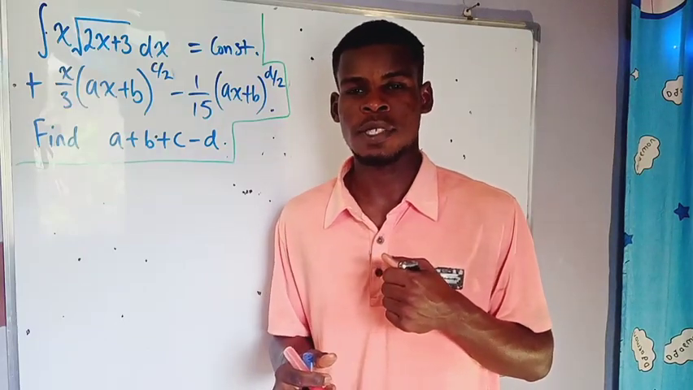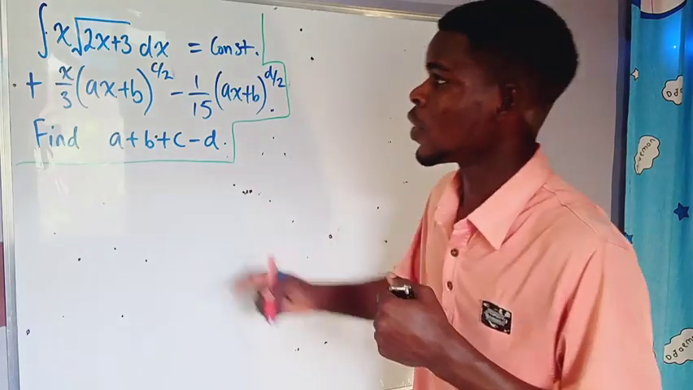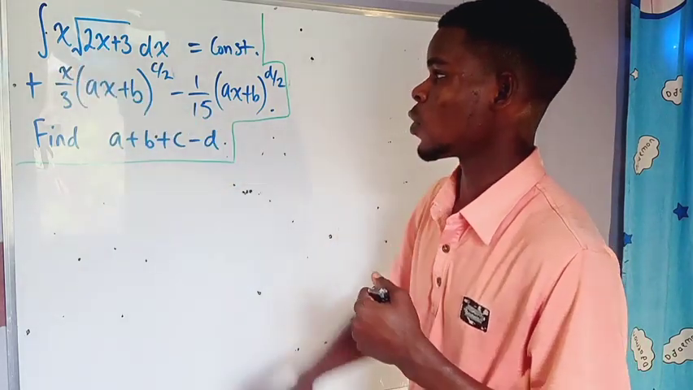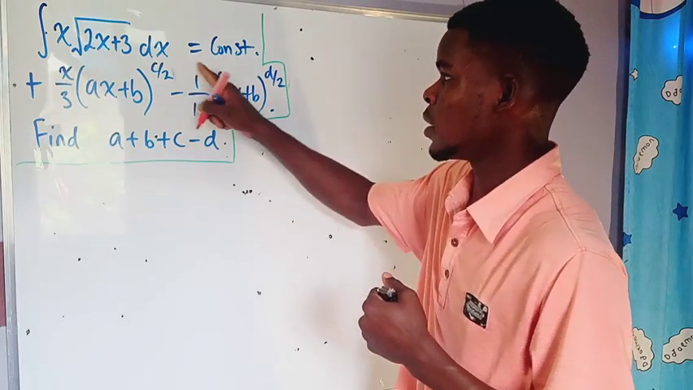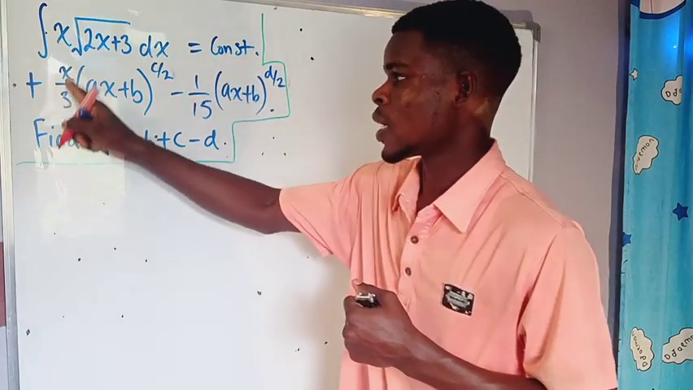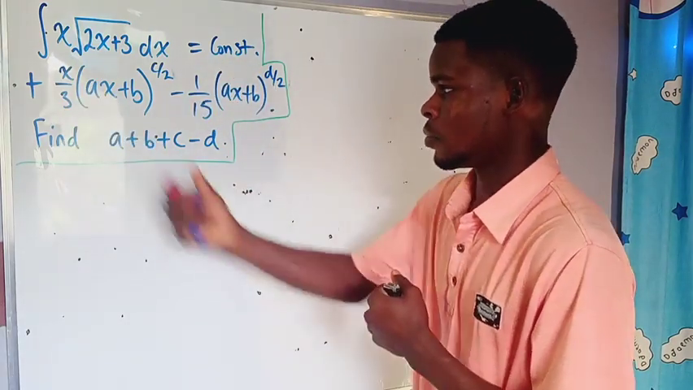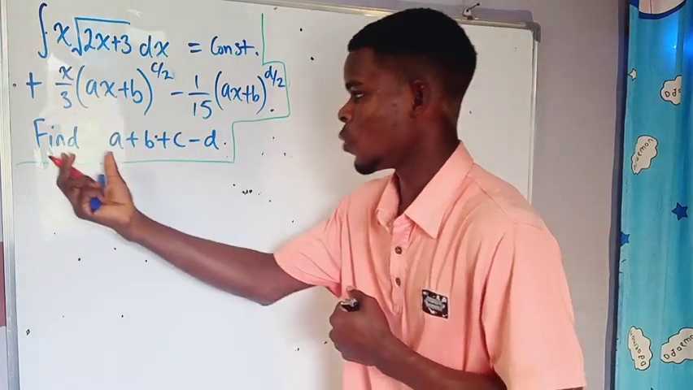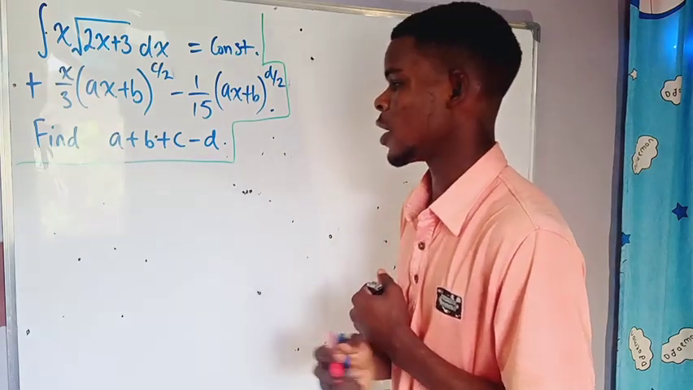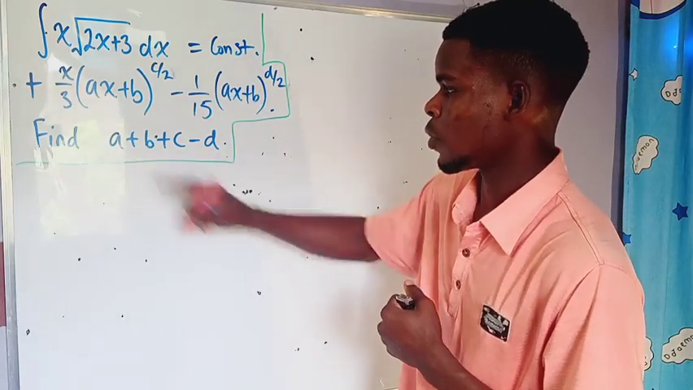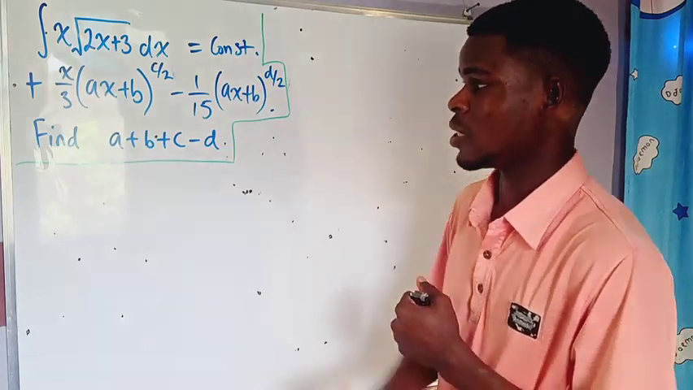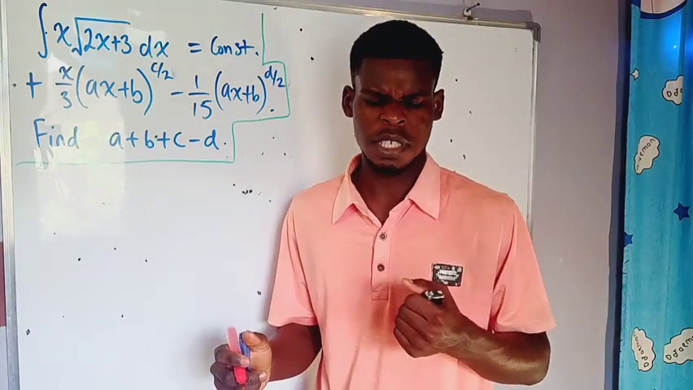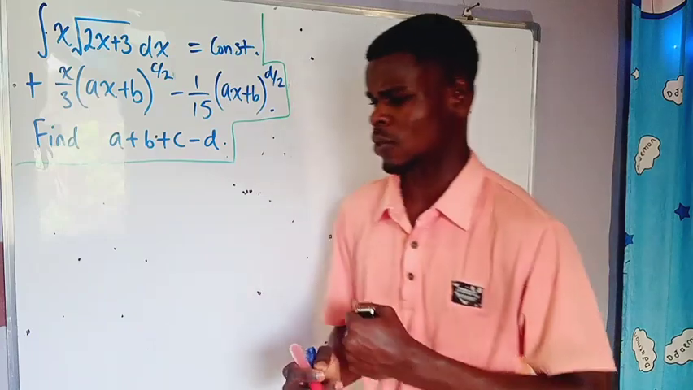In this video, we want to find a solution to this question. We have the indefinite integral of x times the square root of 2x plus 3 dx, which equals a constant plus x over 3, then this minus 15 of that, right? Then we should find the sum of these terms here, a plus b plus c minus d. This question is from the JEE indefinite integral math questions.